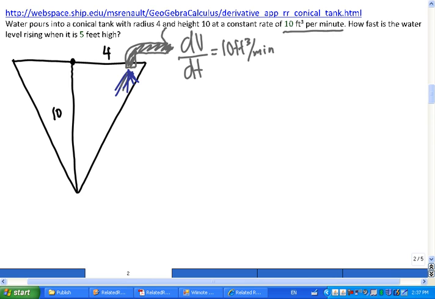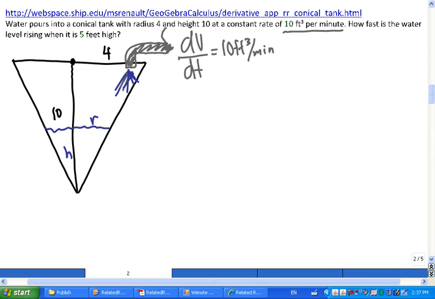How fast is the water rising when it's 5 feet high? So let's put the water level at 5 feet high. Okay. So here are the pieces that I have so far. There's a radius, there's a height, and there's some volume here. Can anybody figure out a way to connect all these pieces together? Look in the back of your book.